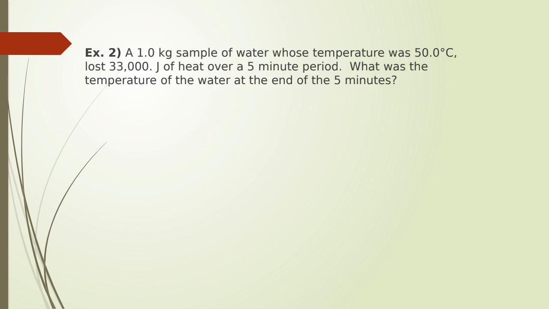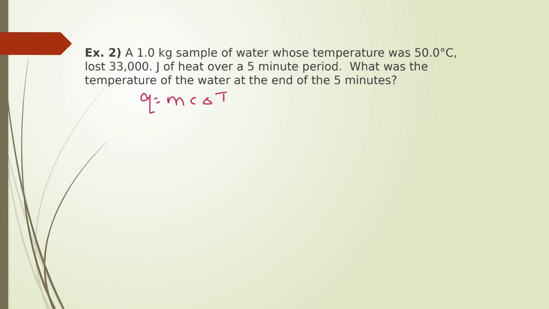Here's another example that we can try. So it says here a 1 kilogram sample of water whose temperature was 50 degrees C lost 33,000 joules of heat over a 5-minute period. What was the temperature of the water at the end of the 5 minutes? Okay, so we're going to be looking for the final temperature here. It's lost heat. So we'll recall a couple slides back that if we've lost heat, that would be a negative value. So we're going to set this up, and we now know my Q value.